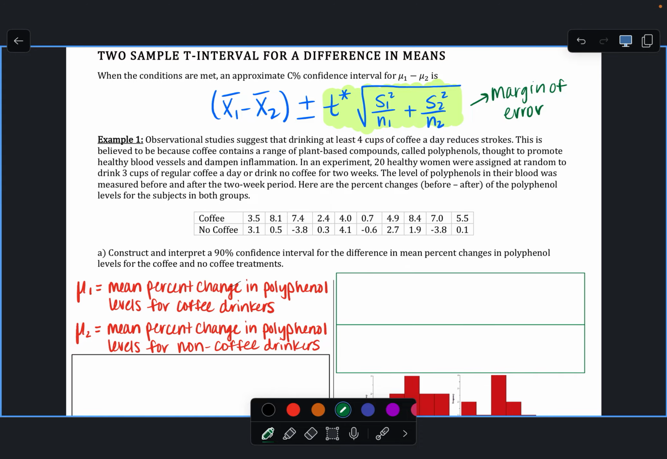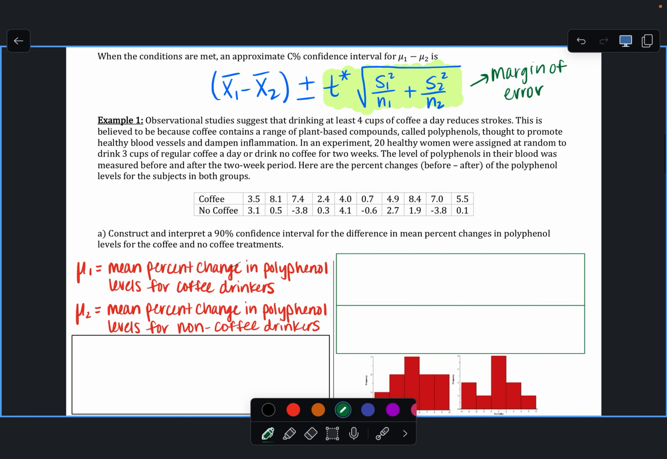In this case, we add the margin of error and subtract the margin of error. That is what creates our lower and upper bounds for the interval. Remember, a confidence interval is a range, an interval, of plausible values for whatever you are looking at. For us, in these questions, we're looking at the true mean difference between 2 different populations.